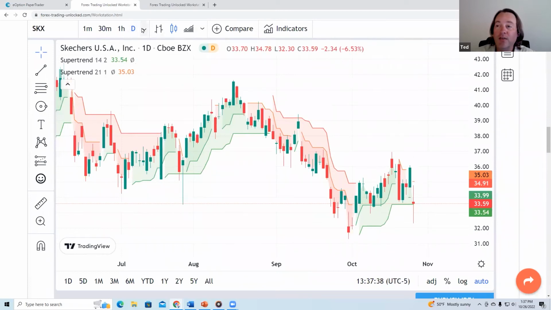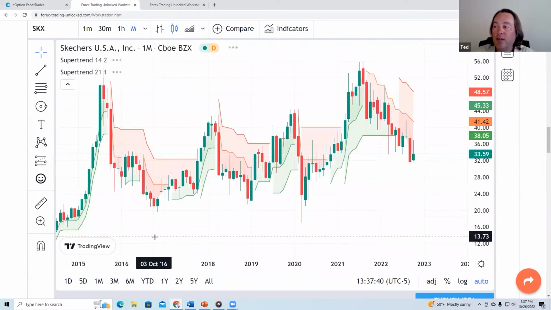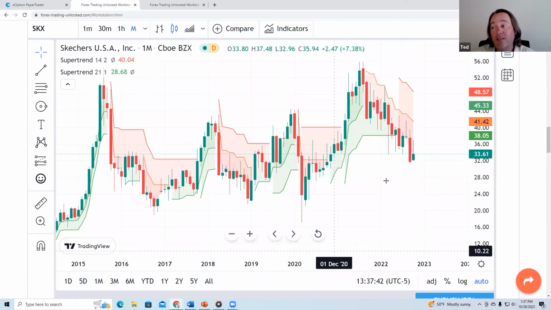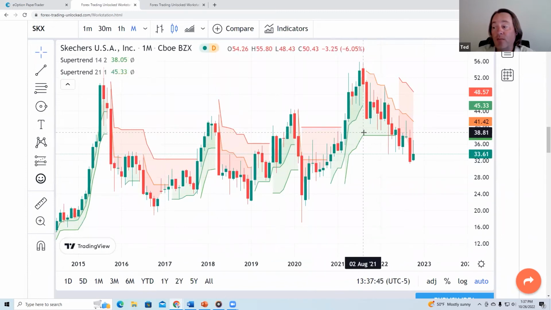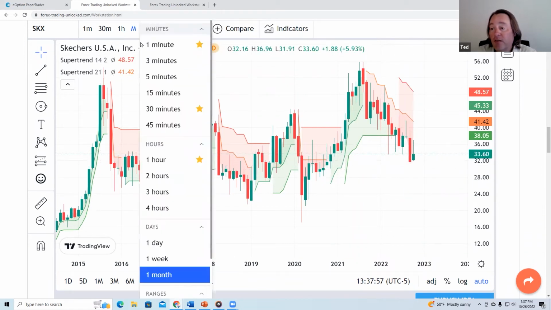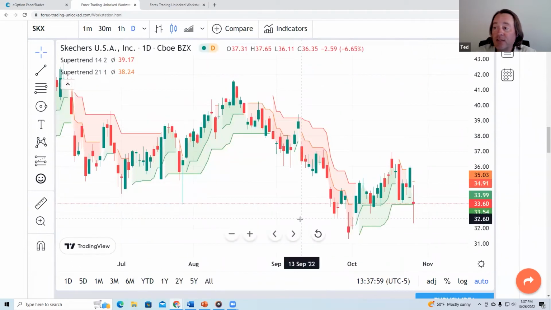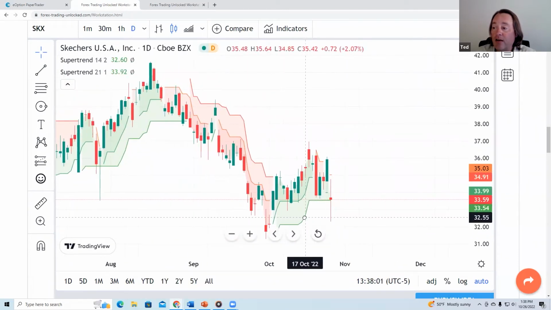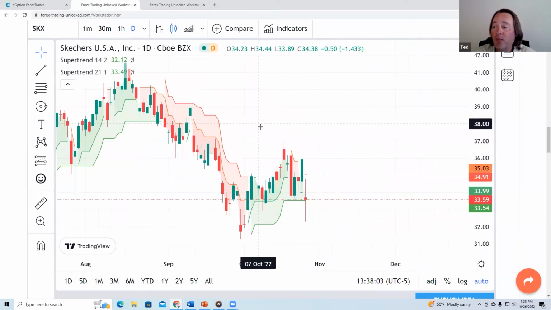Let's see what it looks like on the monthly. Okay, big sideways, but from the summertime of last year all the way into now, it's been basically trending lower, but it's coming off a higher move high, hopefully setting a higher move low last month. That remains to be seen, but obviously Skechers is not doing so hot as they have in the past.